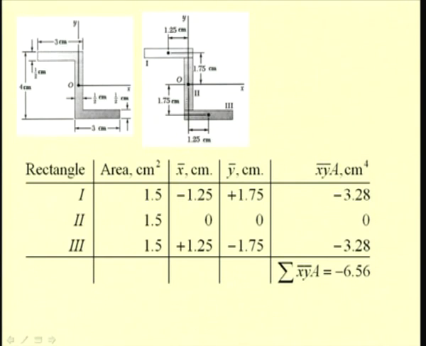For this area 2, you can see that the location of the centroid is at O, that is 0, 0, and that product becomes 0. The sum of this is minus 6.56.